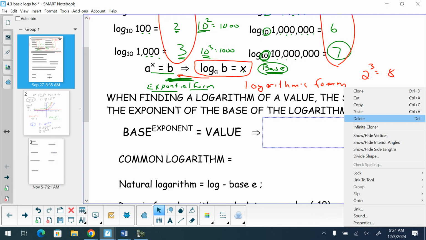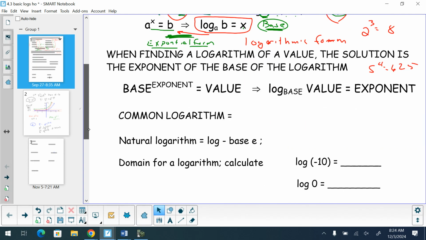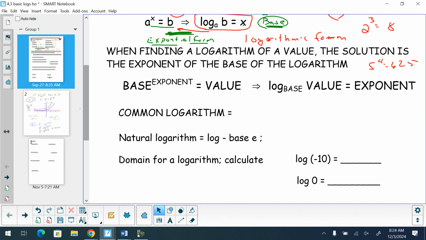In a logarithmic form, this is a log to that base of some value is equal to the exponent. Logarithms are ideas of exponents and working with exponents. When you deal with logarithms, you deal with the idea of exponents.